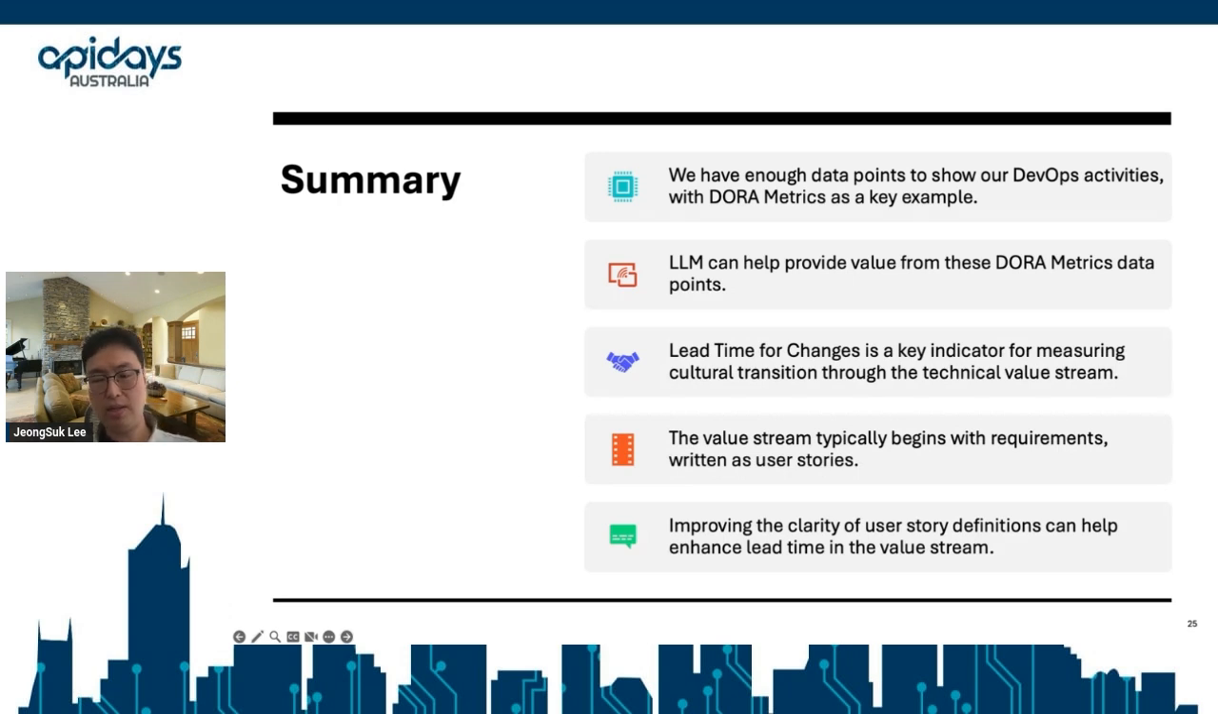Improving the clarity of user story definition can help enhance lead time in your value stream. I defined this clarity as story readiness.